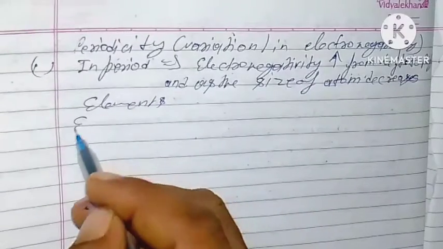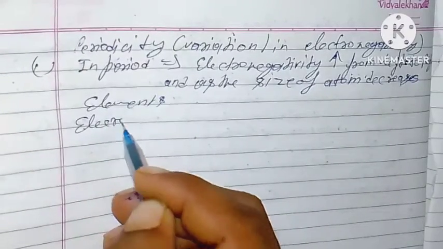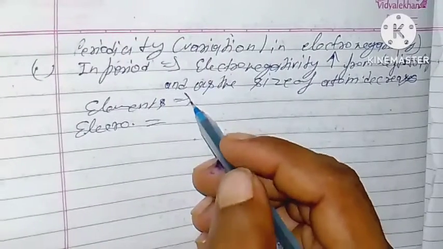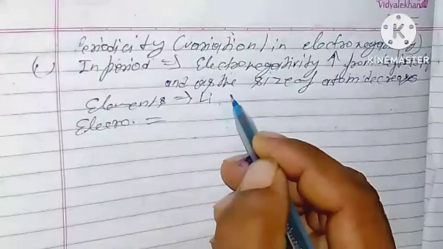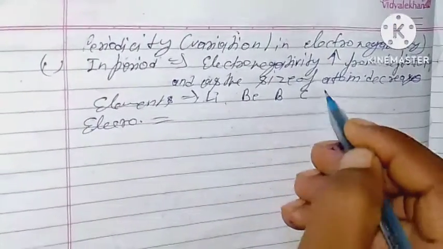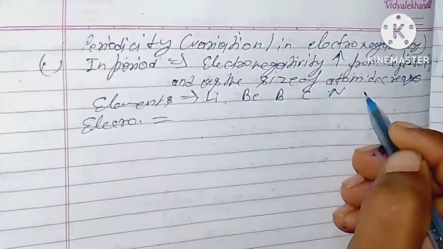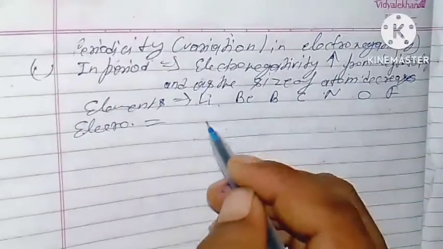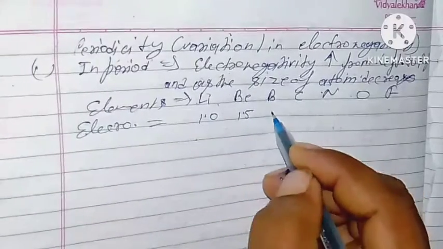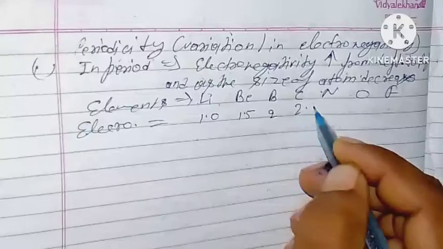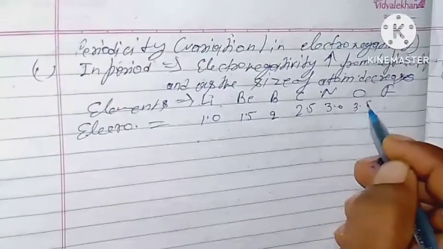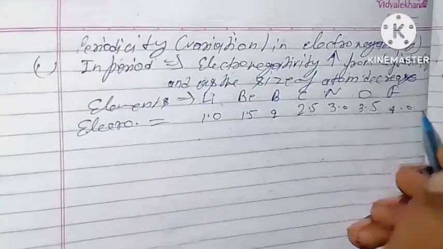Elements and electronegativity: lithium 1.0, beryllium 1.5, boron 2.0, carbon 2.5, nitrogen 3.0, oxygen 3.5, fluorine 4.0.